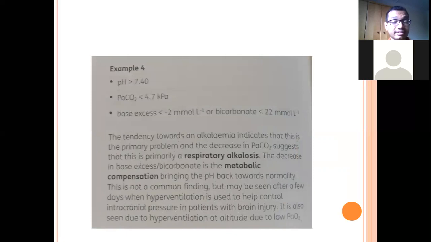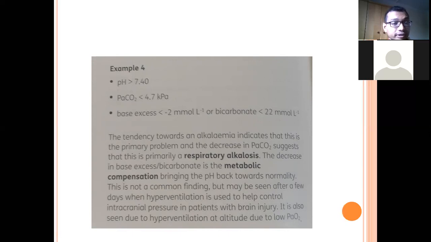Again, greater than 7.40. It means, what is that? Yes, that's right, it is alkalosis. Next, look at the carbon dioxide. Carbon dioxide is less than 4.7. Very good. So it supports the alkalosis, because if carbon dioxide is less, there is less acid, so that means alkalosis, and the pH is also alkalosis. So the carbon dioxide and pH match. As it matches, it is obviously respiratory, and as it is greater than 7.45, it's respiratory alkalosis.